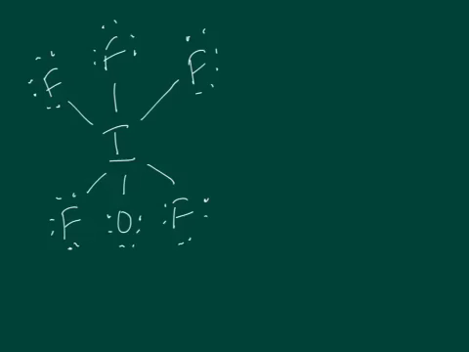As you can see, there are 6 electron groups around the iodine atom. So this is 1, 2, 3, 4, 5, 6. So the molecular geometry would be octahedral.